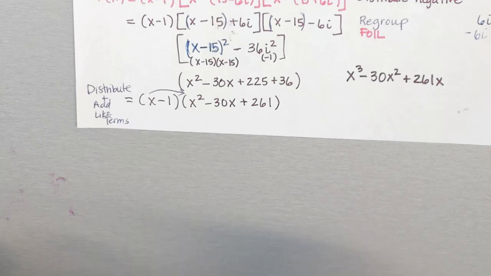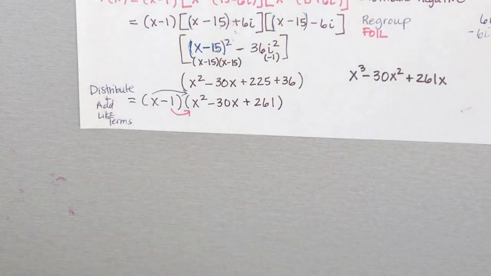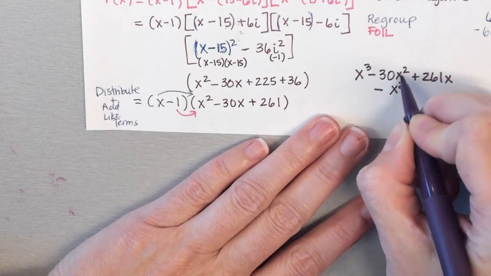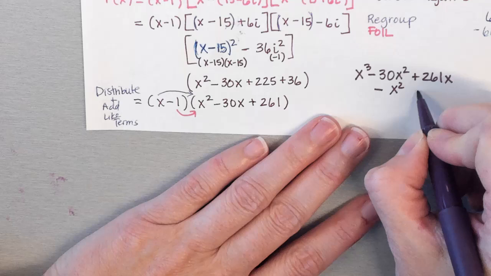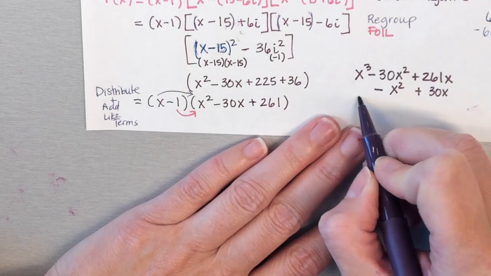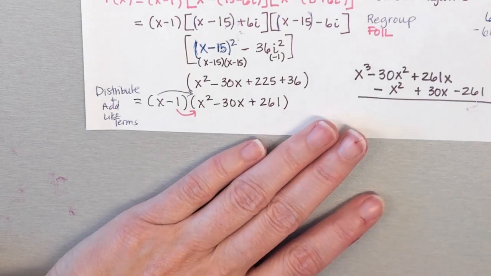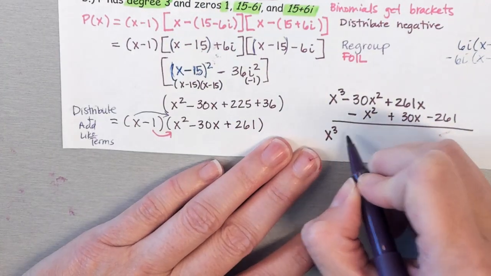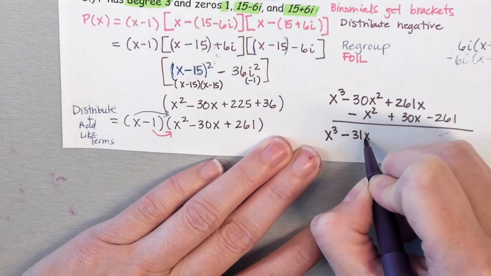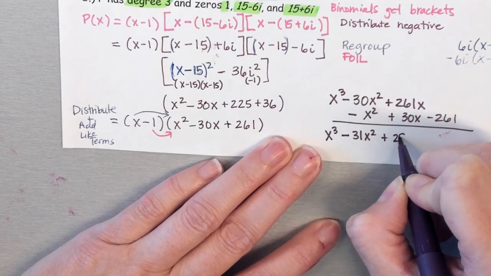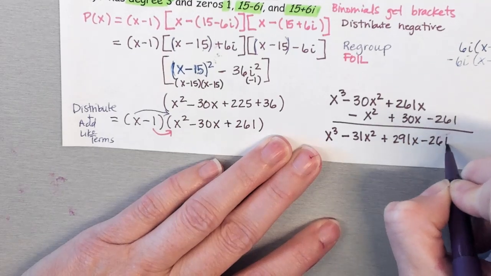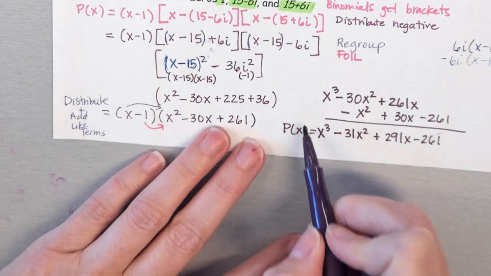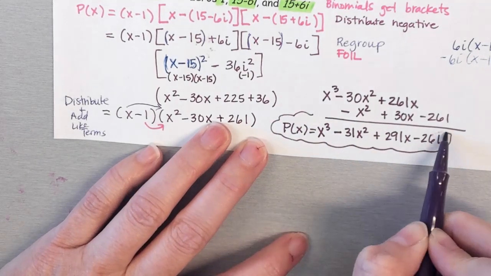Then we're going to distribute negative 1 to everything, and that's nice because everything just becomes the opposite. So if you line these up with your like terms, negative x squared, positive 30x, negative 261. Now you can just add straight down. And then they said this was P, so we'll just call it P of x. And this is going to be your final answer.